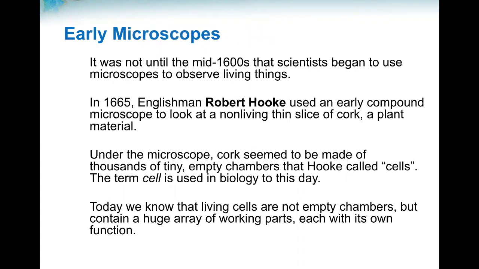It was not until the mid 1600s that scientists began to use microscopes to observe living things. In 1665, Englishman Robert Hooke used an early compound microscope to look at a non living thin slice of cork, a plant material. Under the microscope, cork seemed to be made of thousands of tiny empty chambers that Hooke called cells. The term cell is used in biology to this day. Today, we know that living cells are not empty chambers, but contain a huge array of working parts, each with its own function.